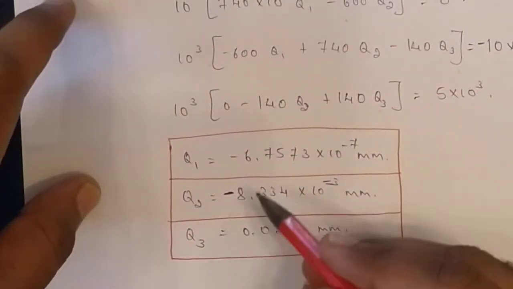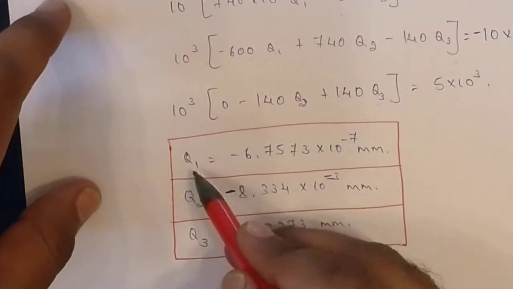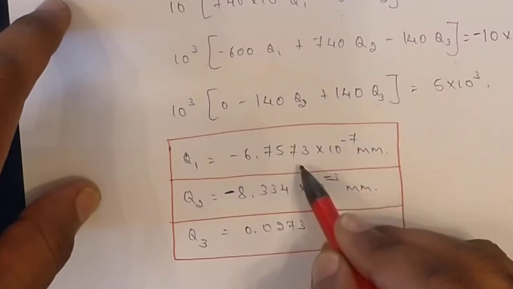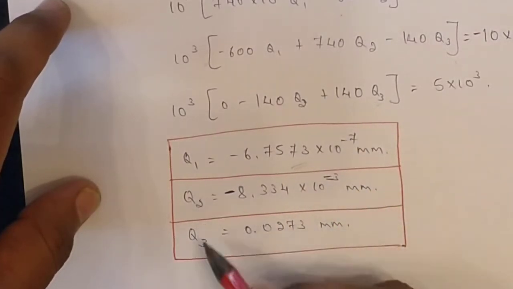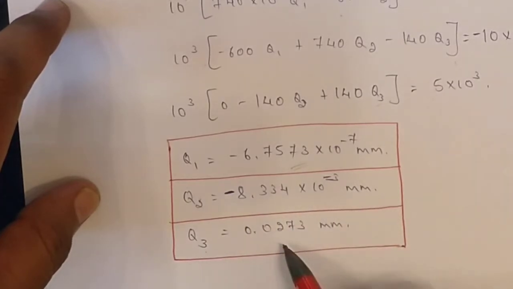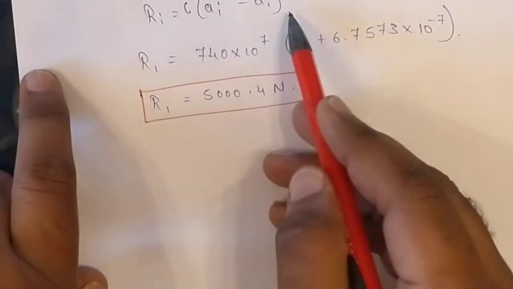And you can see here the displacement values. The first node is fixed, so Q1 value is almost equals to 0. It is 10 power minus 7, so it is almost equals to 0. And Q2 and Q3 values are minus 8.33 into 10 power minus 3, and Q3 is 0.0273 mm.